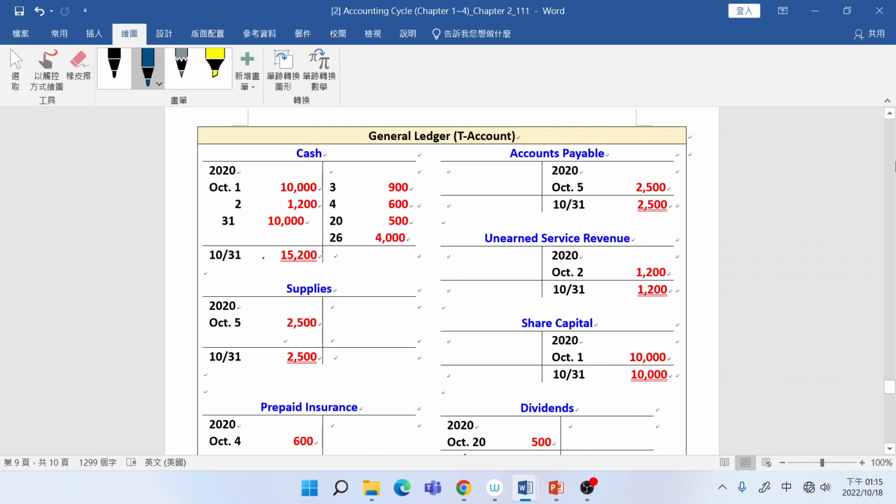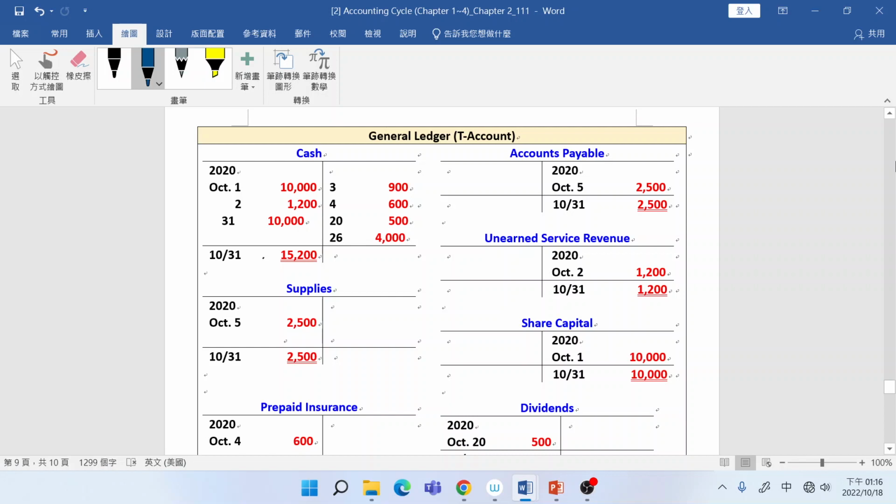After you got the final amount, we could use it to answer any questions, like what? How much cash do you have on the last day? Then you could answer it. Just look at your second book. On October 31st, on the last day, the total amount of cash I have is $15,200. Okay? So that's why we need a second book.